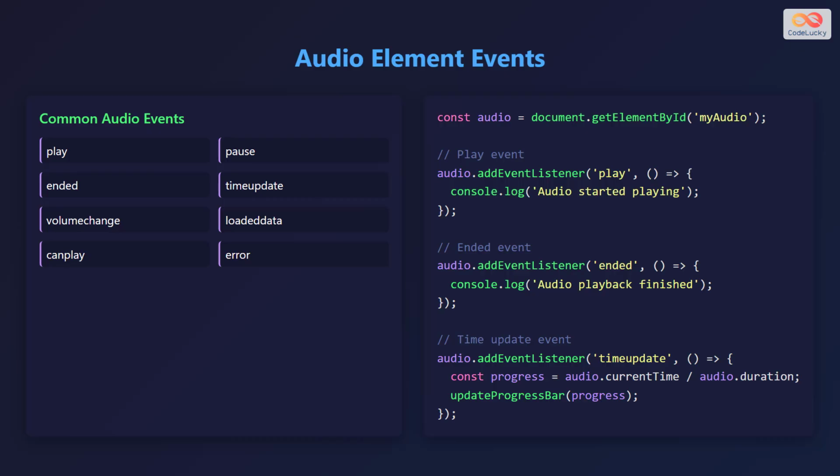Using JavaScript, you can add an event listener to the audio element for the play event. When the audio starts playing, a message is logged to the console. Similarly, you can listen for the ended event, which triggers when the audio playback finishes, again logging a message to the console. Finally, listening for the timeupdate event allows you to track the current playback time and update a progress bar accordingly.